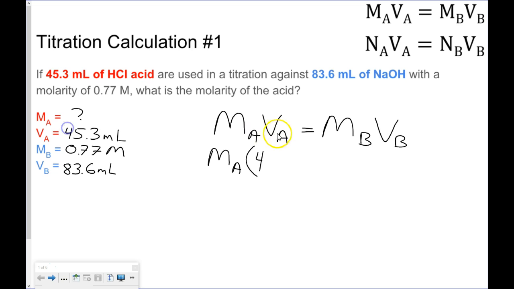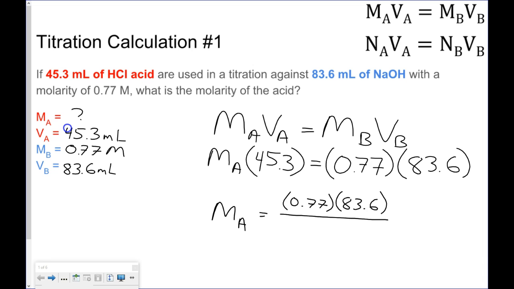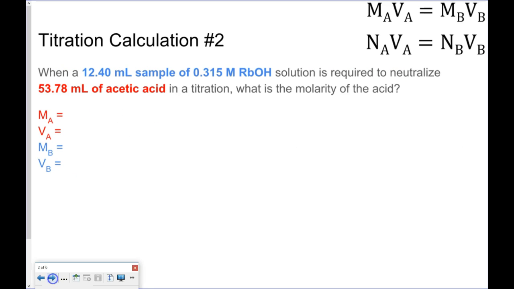So I'm going to use my equation, MAVA equals MBVB, and I'm going to substitute in: that's the volume of acid, here's the molarity of the base, and there's the volume of the base. Solving for this, the molarity of the acid is going to be 0.77 times 83.6 divided by 45.3. Solving that out is going to give me 1.42 molar hydrochloric acid. So I was able to use my knowns to figure out my unknown.